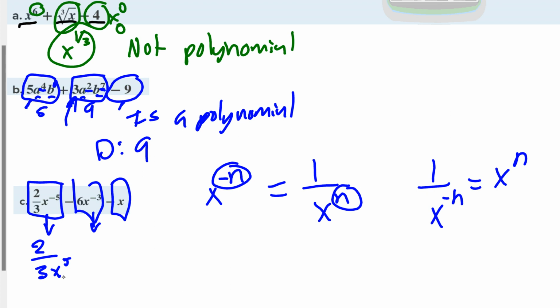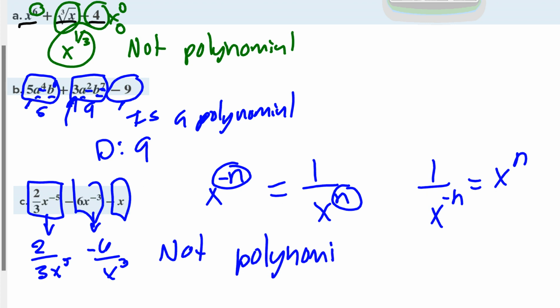So anytime I have a variable in the denominator, it's not a monomial, and neither is this one, because I could write this as that, so it's not a monomial either. So this therefore is not a polynomial. Okay, and so that's it, just identifying what are polynomials and what are not polynomials.